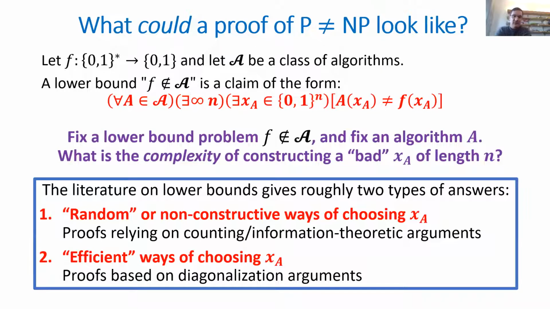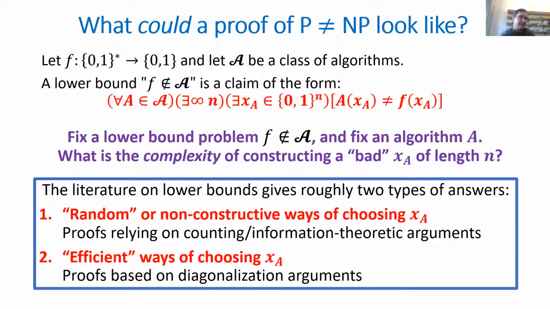Right. So the literature on lower bounds gives roughly two types of answers to this question, depending on how the lower bound is proved. The first type is to choose a random input or do some counting argument to argue that a bad input exists. So these typically rely on information theoretic type arguments. There are many, many examples. I'd say most proofs of lower bounds in, say, query complexity or communication complexity have this flavor. Various proofs of time-space lower bounds for explicit problems in P work like this. So that's the first type.